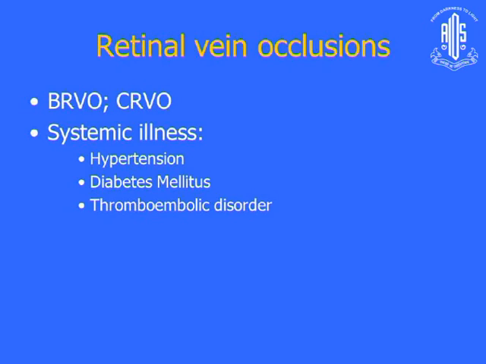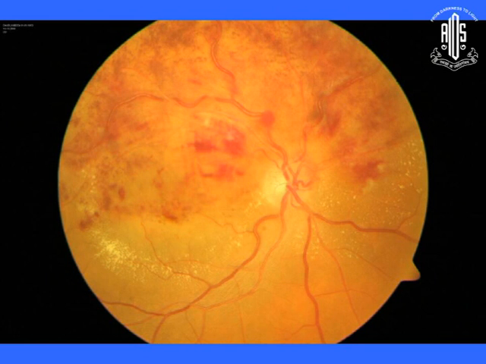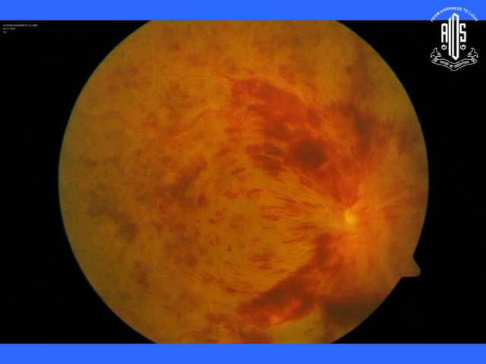And retinal vein occlusions, BRVO and CRVO, are usually associated with hypertension and diabetes mellitus or a thromboembolic disorder. So this is a case of branch retinal vein occlusion. How do you diagnose? These are the flame-shaped hemorrhages and macular edema. Actually, it is a hemi-CRVO, I can say, because you can see it even on the other side. But inferiorly, if you see, there are no hemorrhages. So this is a hemi-CRVO, and this is a central retinal vein occlusion.